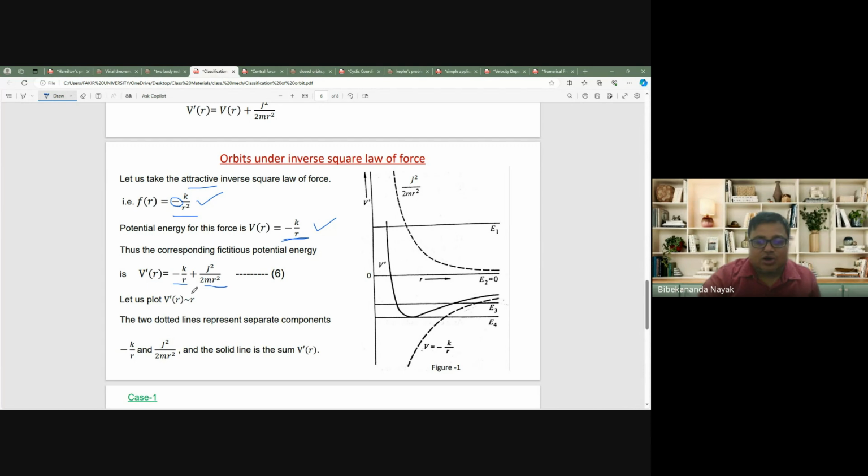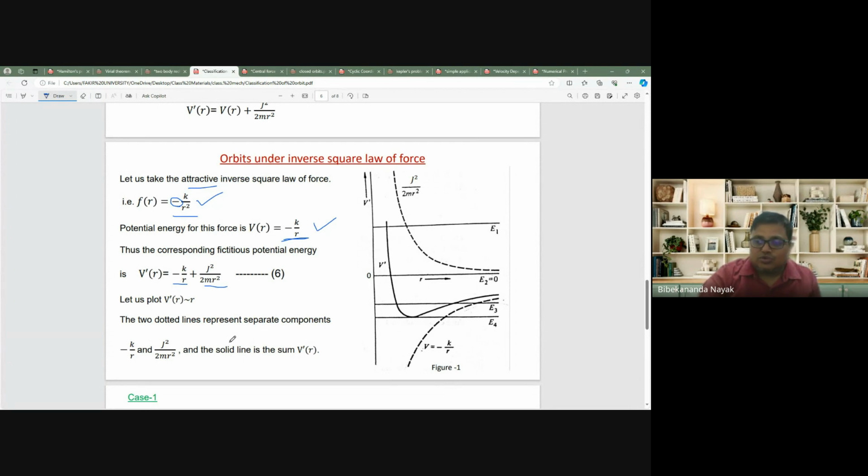Now plot V prime r versus r. This is the plot. Separately, we can also plot minus k by r, like this, and this is J square by 2mr square. The two terms can be plotted separately.